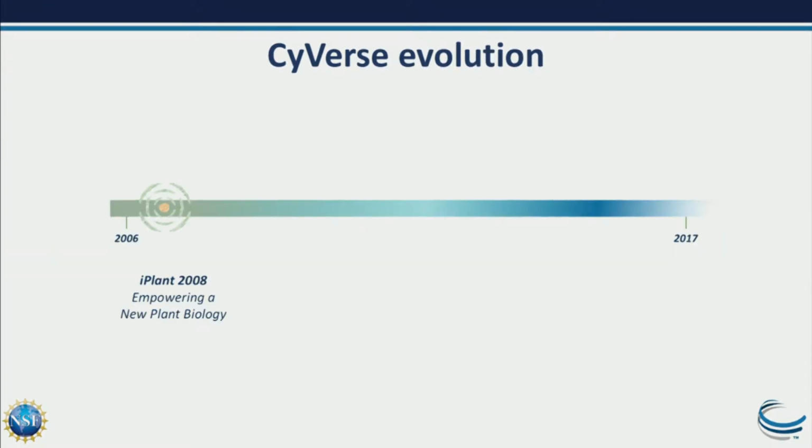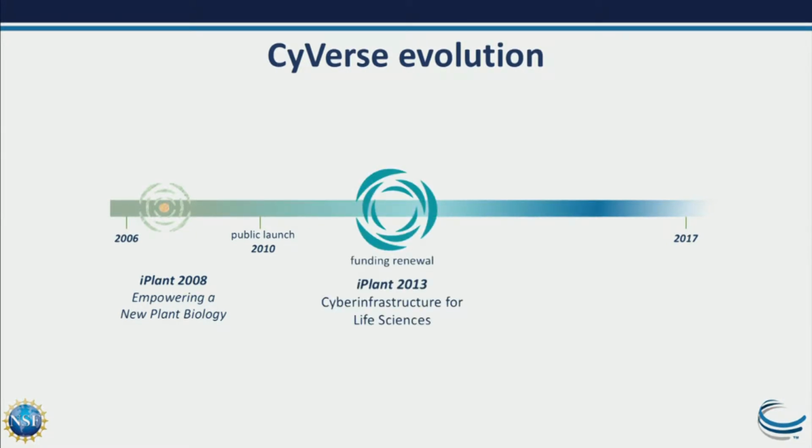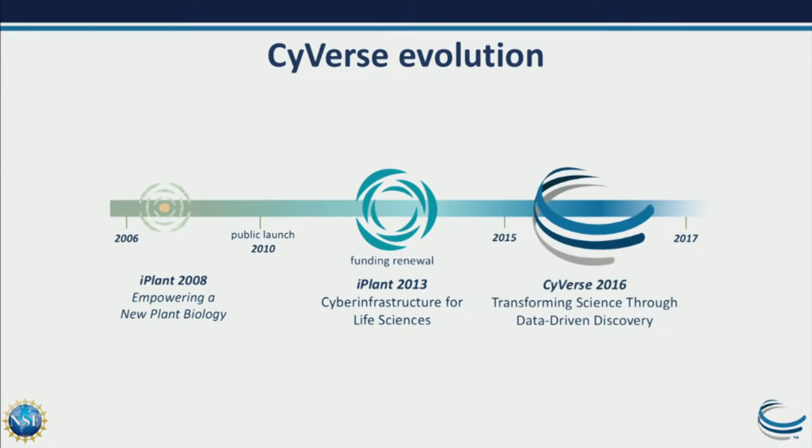CyVerse as a project actually started under a different name, iPlant Collaborative, which was funded in 2008. The first tools that we produced as a project came out in 2010, followed by a successful renewal of the project in 2013 as we broadened our scope to become cyberinfrastructure for life sciences. The project has continued successfully since then, with the official name CyVerse a little bit more than a year ago, and the new byline of transforming science through data-driven discovery.